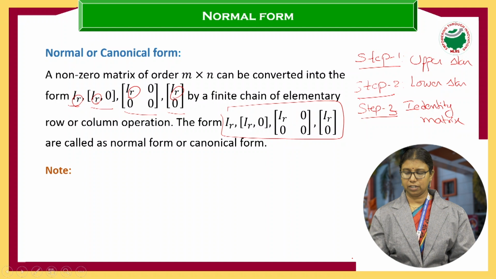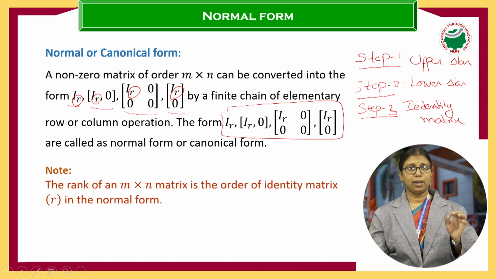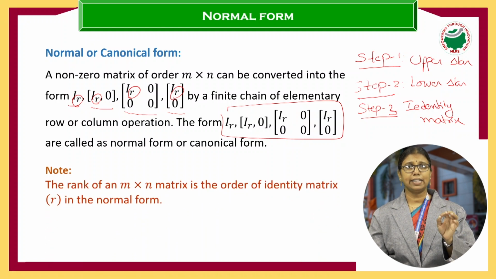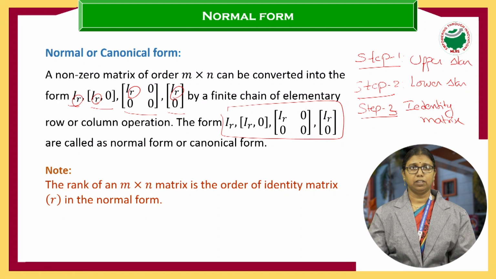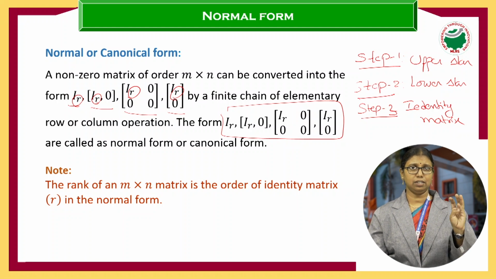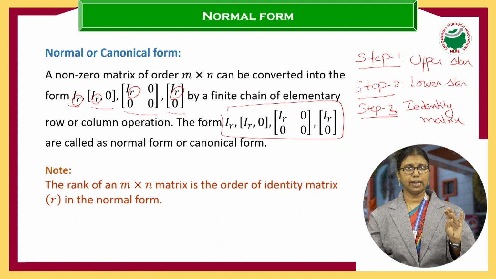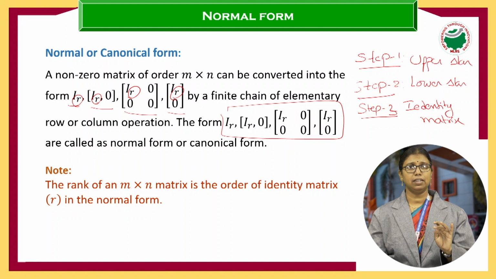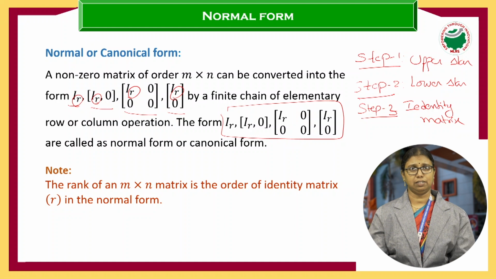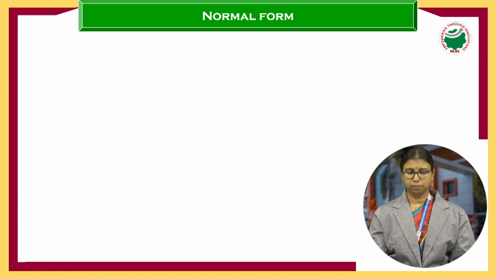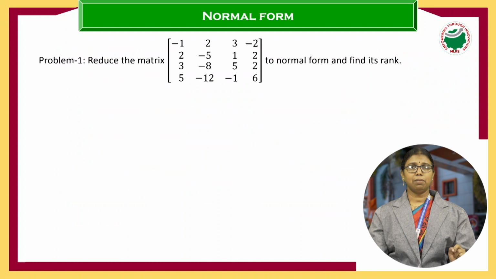So how can we define the rank of a matrix? The rank of a matrix is the order of the identity matrix in the canonical form. So to find the rank of a matrix using canonical form or normal form, first you have to do 3 steps: upper triangular, lower triangular, and then identity matrix. Then you can take the rank of the matrix as the order of the identity matrix form. So let us see one problem. Here I am taking one problem.